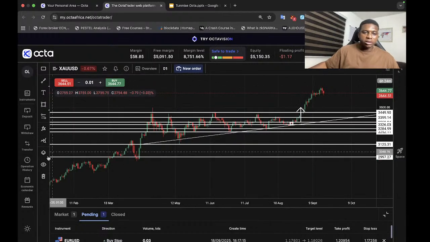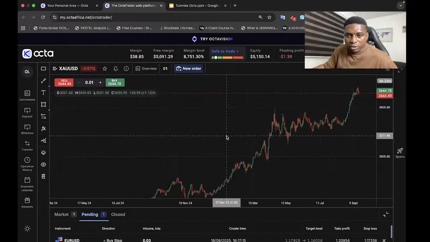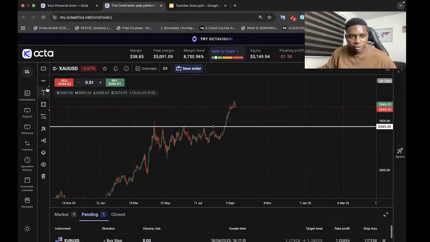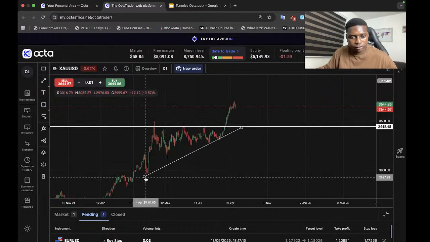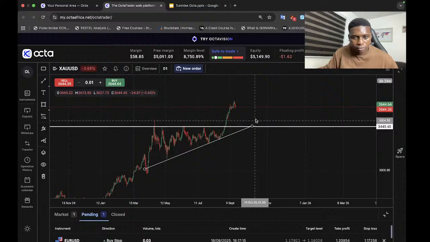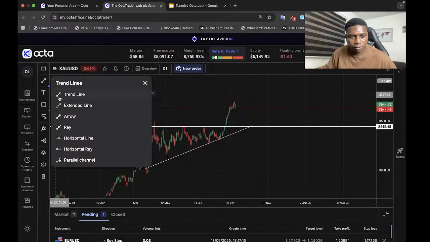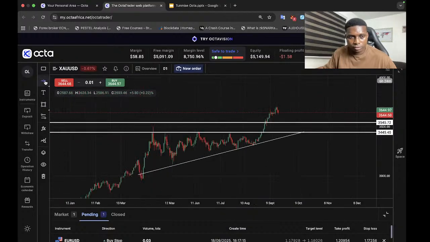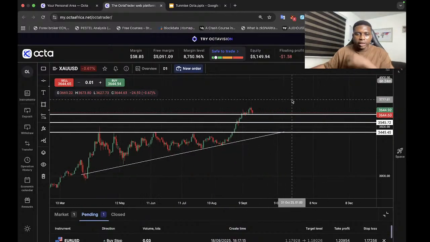So let's go to the daily time frame. On the daily time frame, let's map out levels of support and resistance, so we can see what's happening on gold.